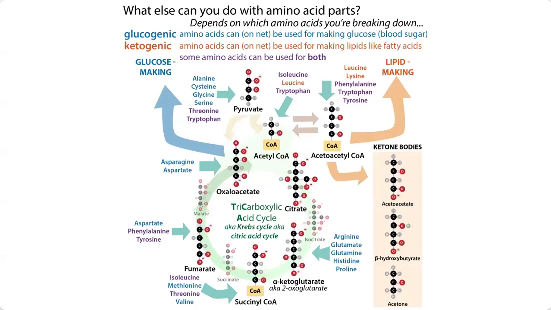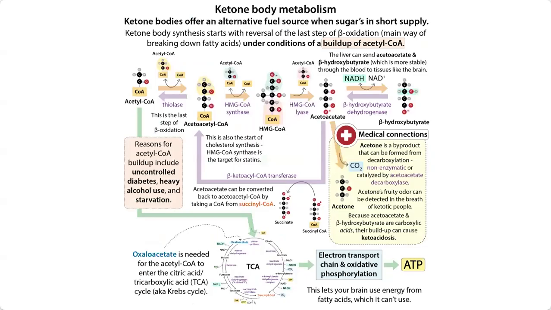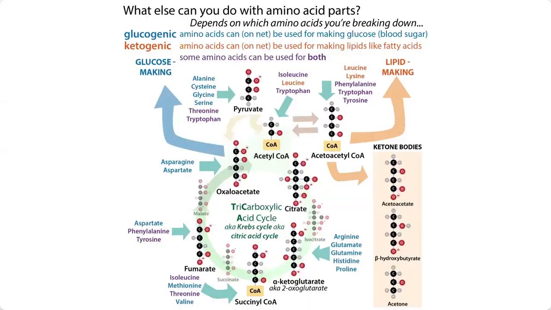What about things that only gave us acetyl-CoA? In that case, it would just be ketogenic. So this would be our leucine and our lysine. We call them ketogenic because they can be used to make acetyl-CoA, and we talked about how acetyl-CoA, if you have a lot of it built up, can join together to make those ketone bodies. So those amino acids are ketogenic because they make acetyl-CoA or acetoacetyl-CoA, which can be used to make those ketone bodies or to make lipids. But they cannot sustainably be used to make glucose.